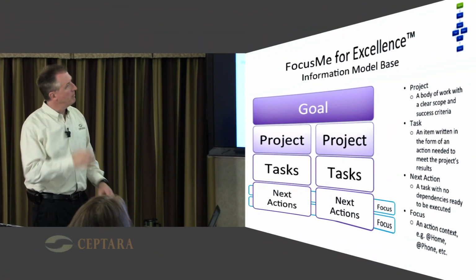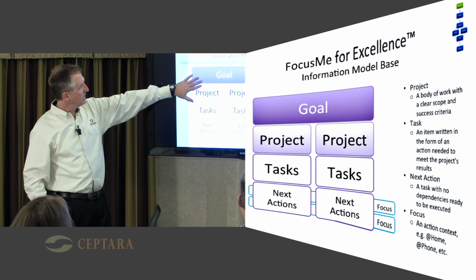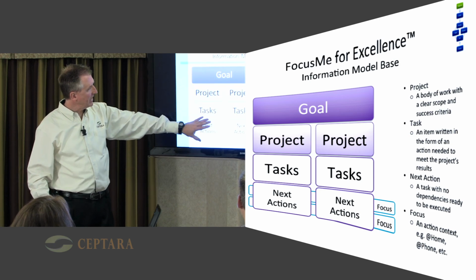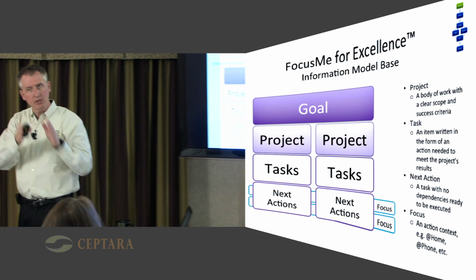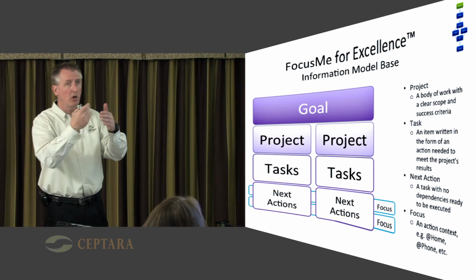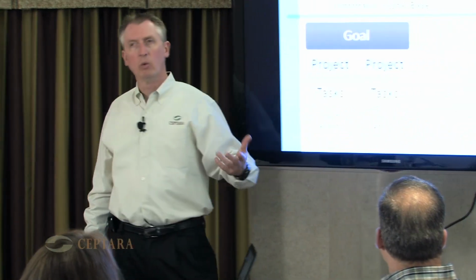It's based on this information model where you have your goal, you have your project, you have your tasks and your next actions, and you've got your focuses. So projects are like a vertical slice through your tasks. I'm going to list all the things that I need to do. A focus is a horizontal slice through those tasks across projects. So a focus is all about an action context. Where am I going to work on that? What tools do I need to work on that?